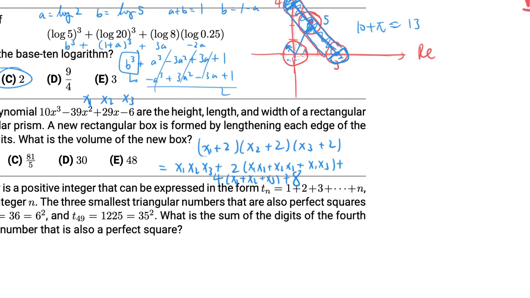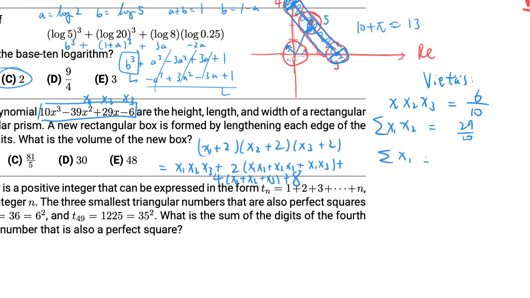Now each of these terms we can find with Vieta's on this polynomial, right? Based on the fact that x1, x2, x3 are the roots, or the zeros, of this polynomial, we know from Vieta's that their product is equal to 6 over 10, their sum of pairs is 29 over 10, and that their sum is 39 over 10. And so this we can just plug in. We can just plug in everything.